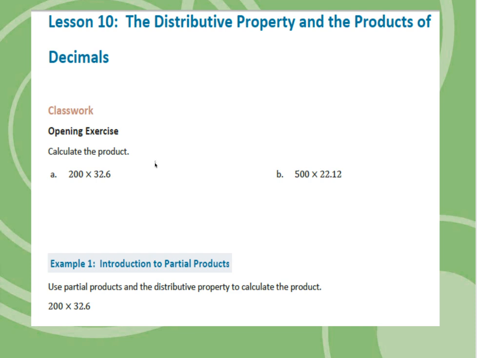So as I go to write, I'm going to put my 32.6 up on top, and I'm going to multiply it by 200, so I'm going to hang my 0. I'm positive Mr. Hamill taught you how to hang zeros. 2 times 6 is 12, carry. 2 times 2 is 4, plus 1 is 5, and 2 times 3 is 6. We have one decimal place, so I move it one place, and I get my answer.